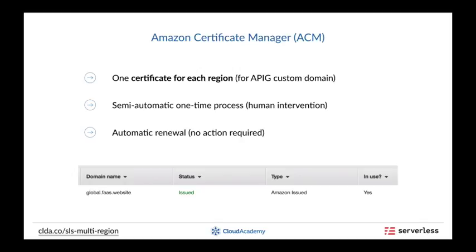So how do you use it? Well, you just request a certificate in every region that you want to deploy your multi-region application. And then the domain manager plugin will help you with mapping this certificate to your custom domain in API Gateway. Of course, the service will take care of automatically renewing the certificate, year by year. So it is a semi-automatic process because there is an email verification. If you own the domain, that's really a one-click operation. So it requires some human intervention, but it is a great service.